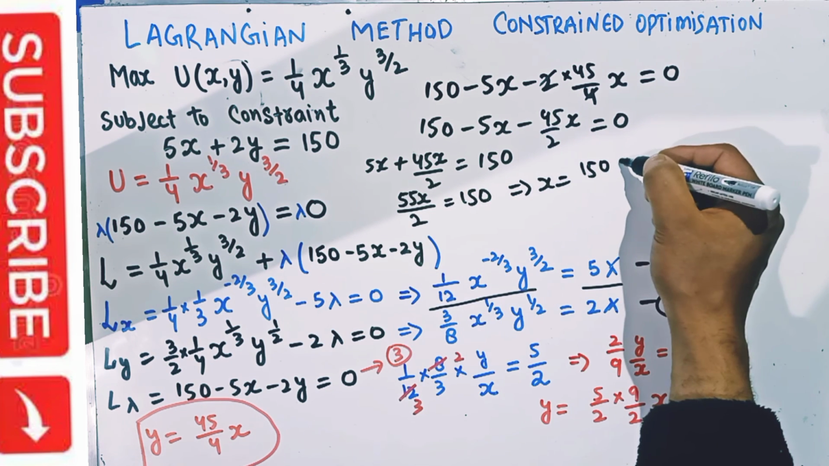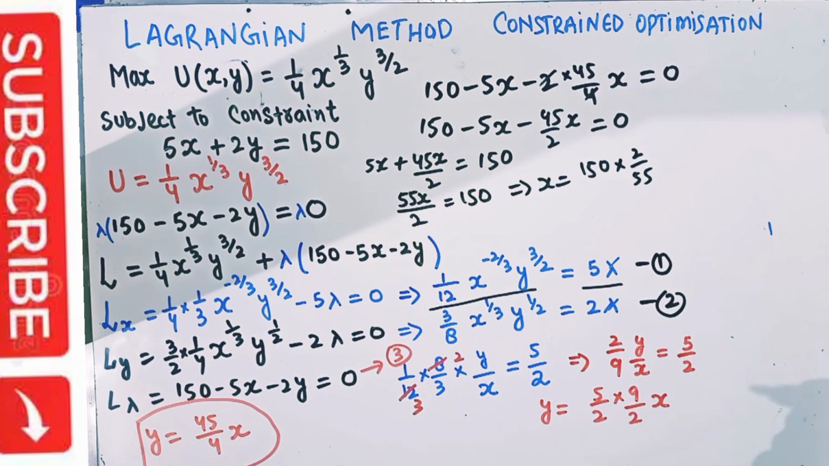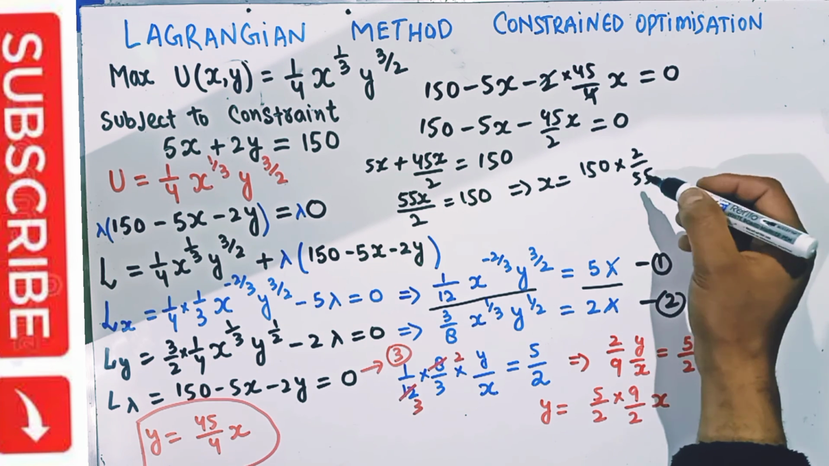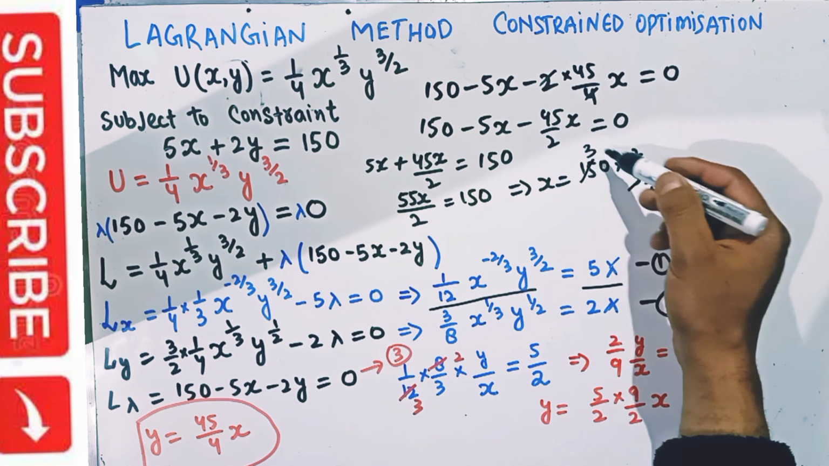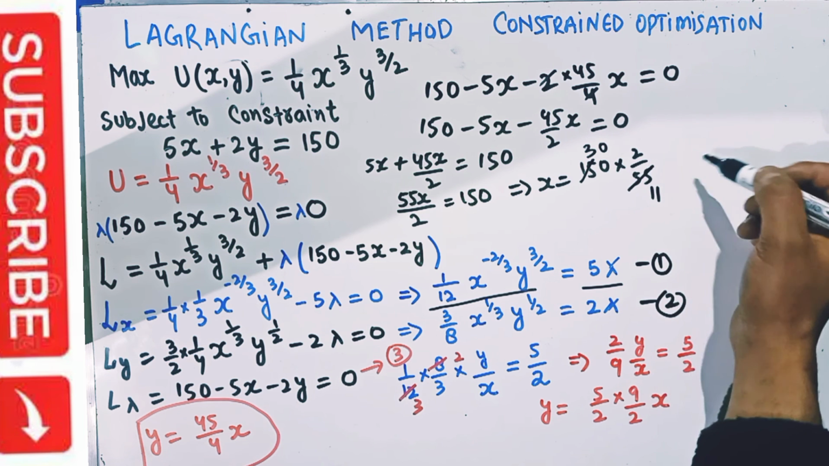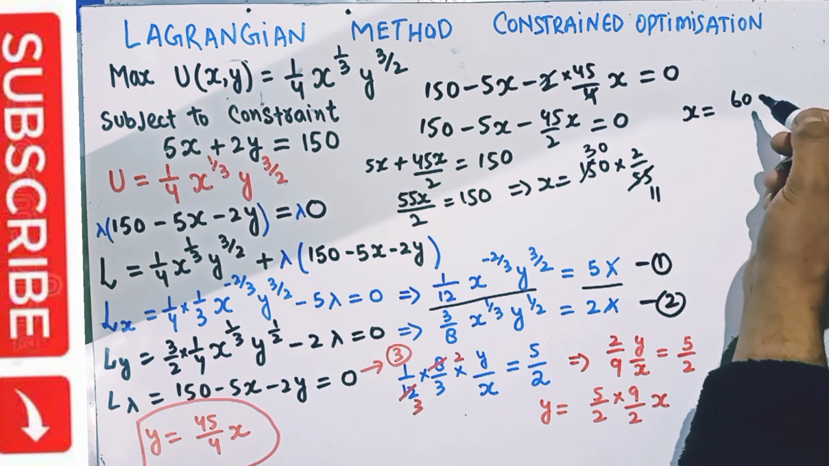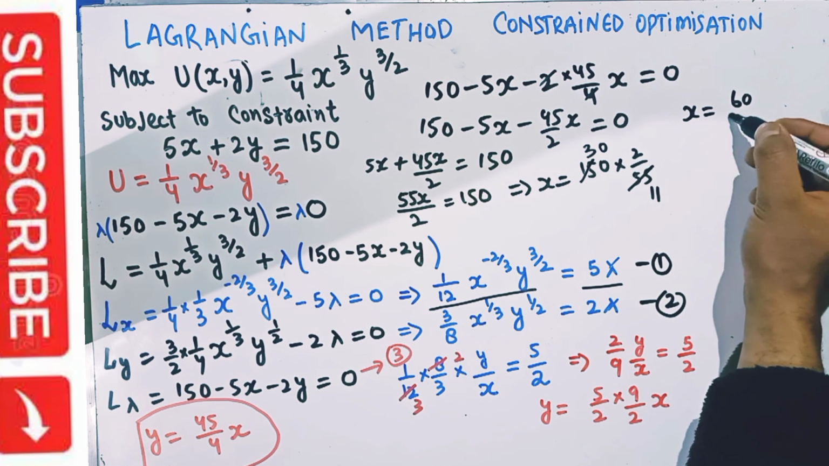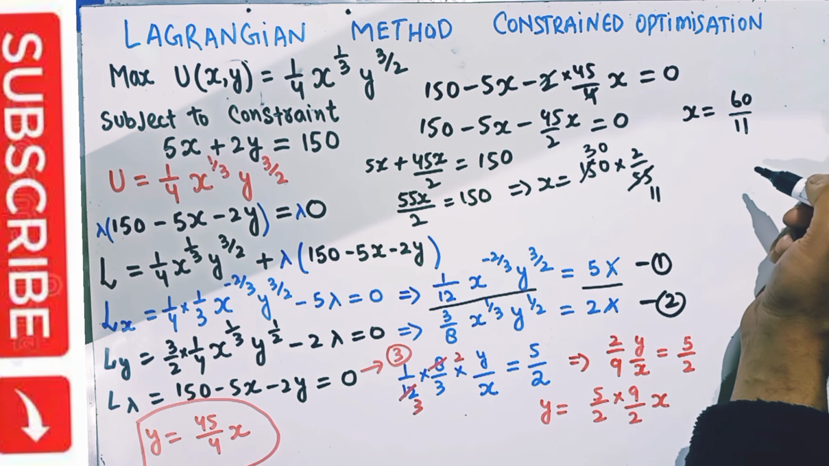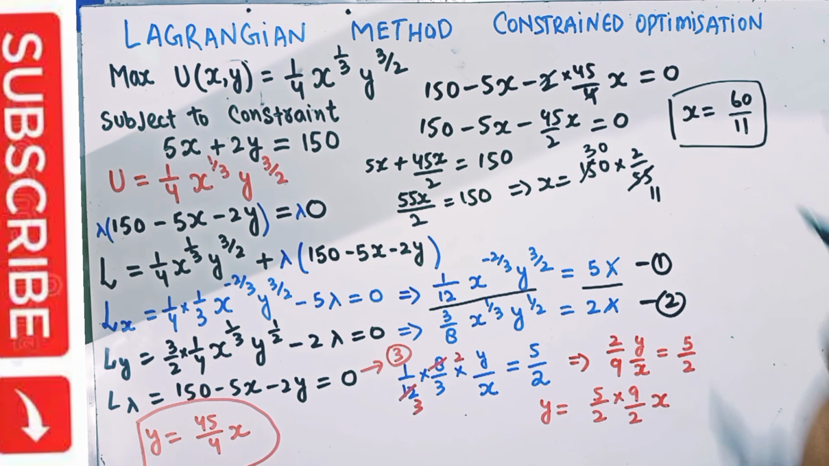Transposing 55 upon 2, it will get multiplied but reciprocated. So here we have 5 elevens are 55, 5 threes are 15, so this becomes 30 into 2, which is 60. So the optimal value of x will be equal to 60 upon 11. Okay, so this is the optimal value of good x that the consumer will buy.